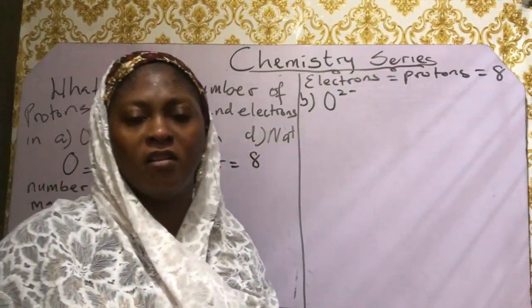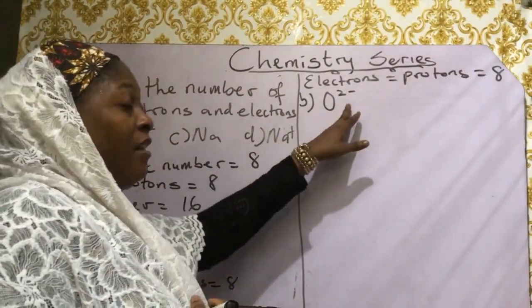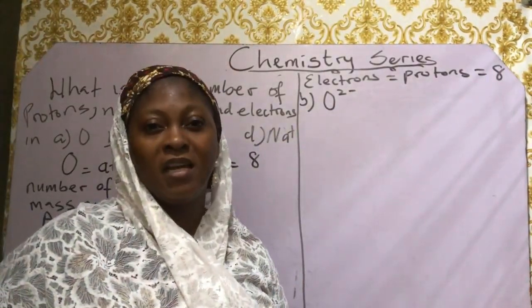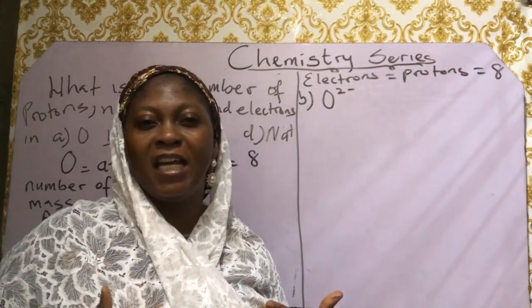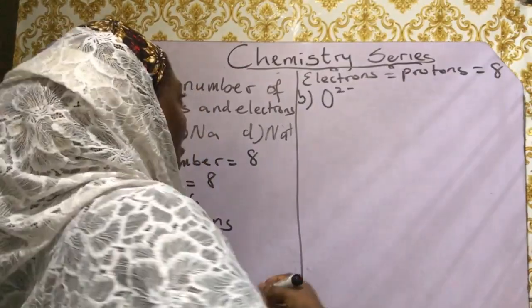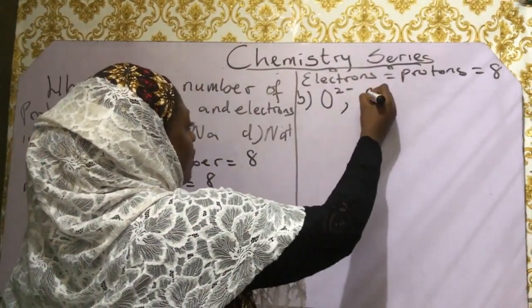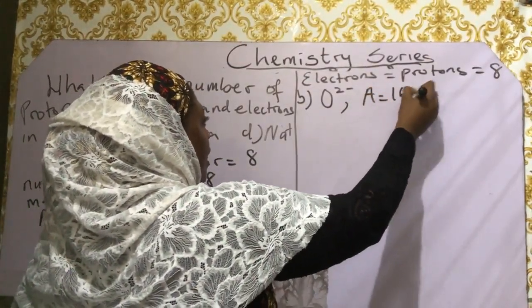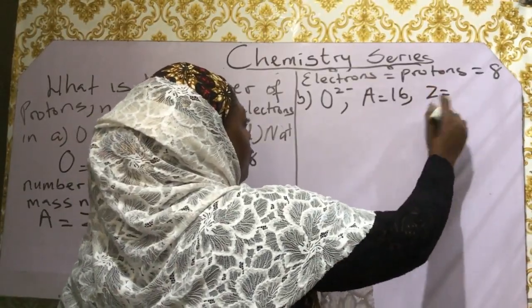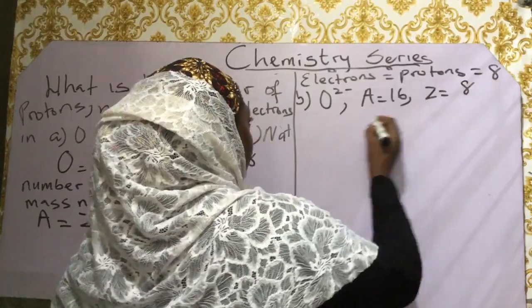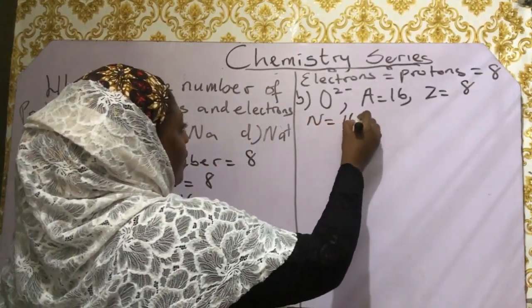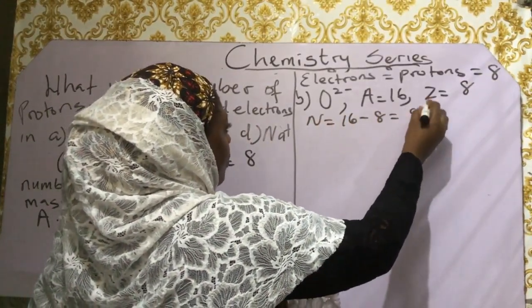Now in O2 minus, the 2 minus shows that it is an anion, and it means that there is a gain of 2 electrons. So just like before, A, which is the mass number, is 16. Z, which is the number of protons, is 8. And N will be equal to 16 minus 8, which is equal to 8.